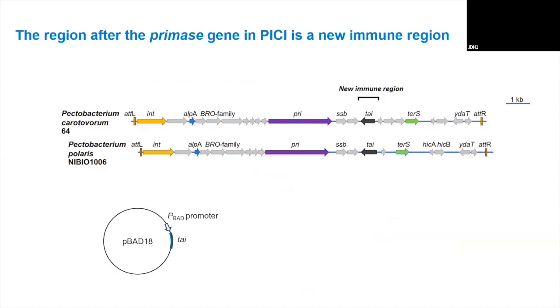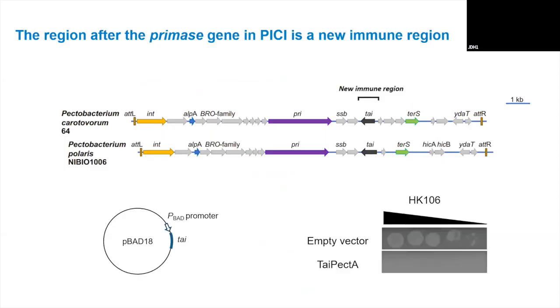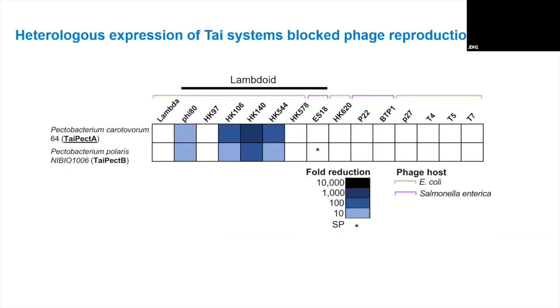We cloned this gene into our expression vectors, transformed the plasmid into the recipient strain, and tested with phages in E. coli first. So here's an example. With the presence of the TAI PackA version, it blocks the reproduction of HK106. And when we test all the lab phages we have, we get this pattern.